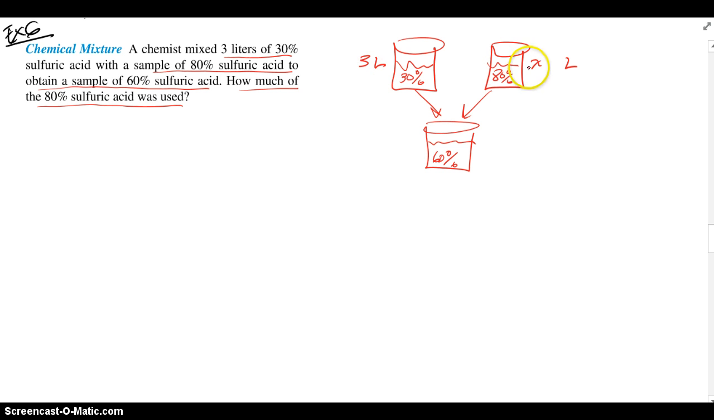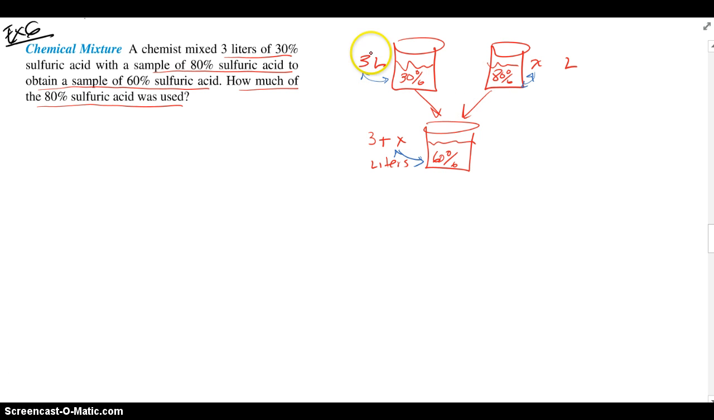Maybe it was 3 liters and 2 liters. Maybe it was 3 liters and 5 liters. I don't know how many liters, so I'm going to call it X. Now I also don't know anything about the 60%. It doesn't tell me how many liters that was. But I do know that I'm mixing these two to get the final mixture. So if I had 3 and 2, I would get 5. If I had 3 and 7, I would get 10. If I had 3 and 3, I would get 6. I do have to add these two amounts. So I'm going to say the final mixture is 3 plus X liters high. That's how high this jar is going to end up being.